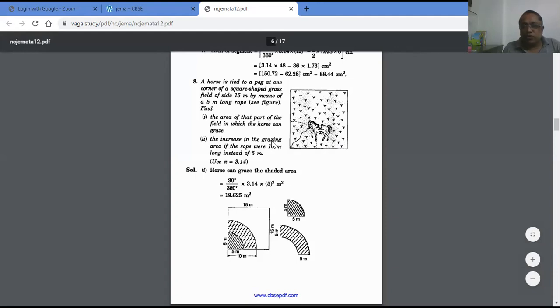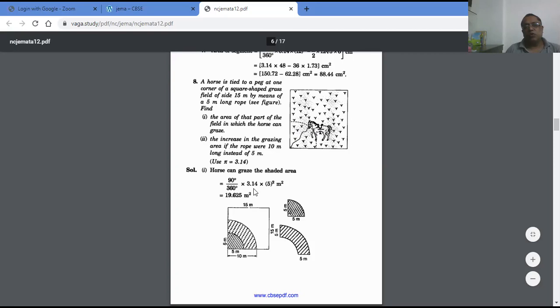There are two parts to the question. The first part is to find the area that the horse can graze. Now here it's a 5-meter long rope. The length of the rope is 5 meters. So this becomes actually a quadrant, or we can say this is a sector. So we can use pi r square theta by 360. Pi value is given 3.14. The radius is given as 5 in the first case. This is a 5-meter long rope. And the angle here, the angle of a square is 90, so this becomes 90.